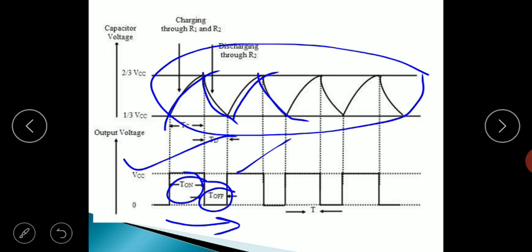So by varying the discharging and charging time interval of the capacitor, we can get a varying duty cycle square wave at the output of the timer. Now what is this duty cycle? Duty cycle of a signal or a square wave is nothing but how much time it remains on compared to the total time period. So duty cycle D is defined as T on divided by T on plus T off into 100%, because normally it is expressed in percentage, or we can write duty cycle D as T on by T, because T is T on plus T off.